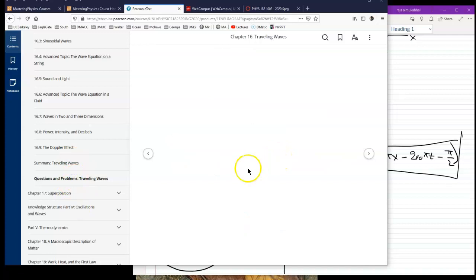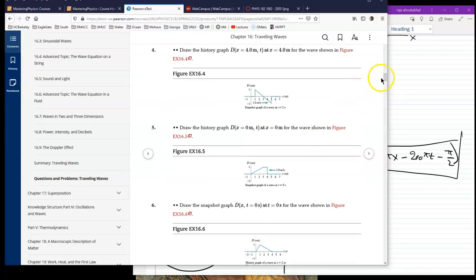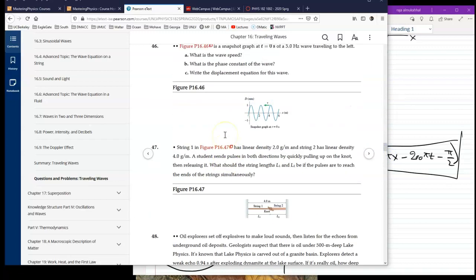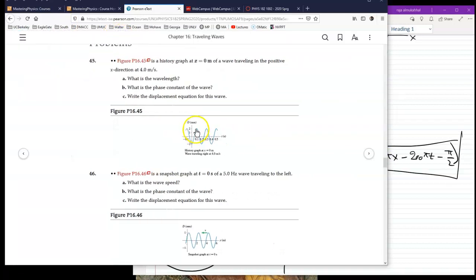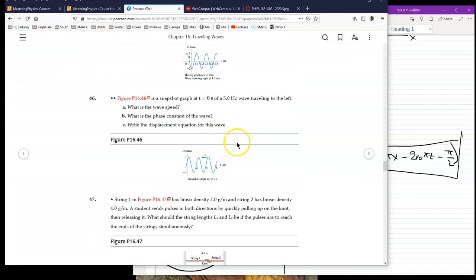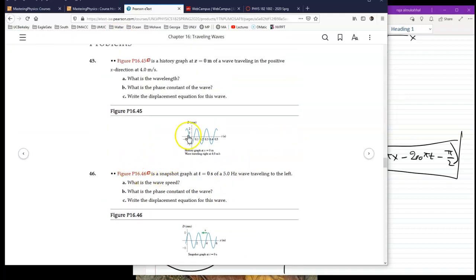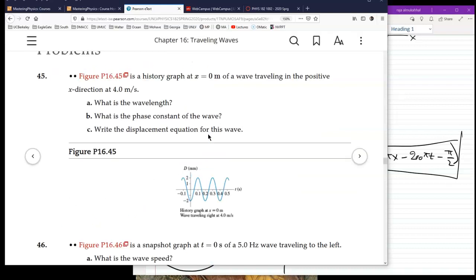We're going to do number 45. There it is. Okay, so 45. Okay, this one. So we are looking at this figure. Let me magnify it. Okay, there it is.